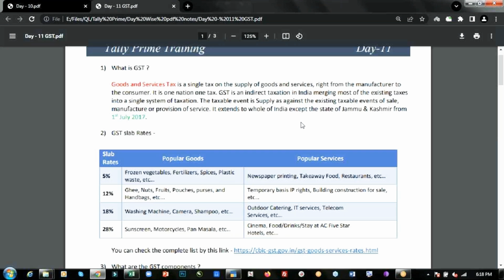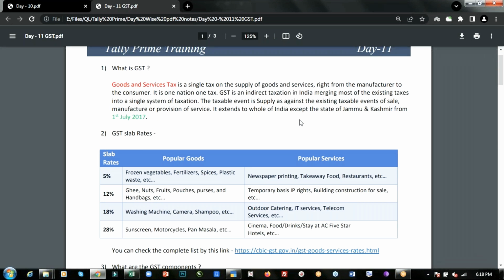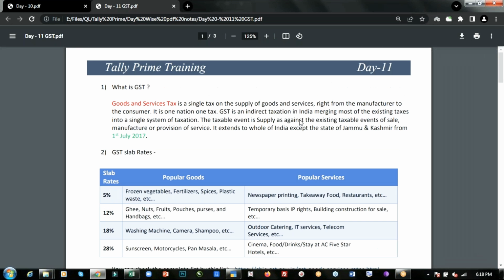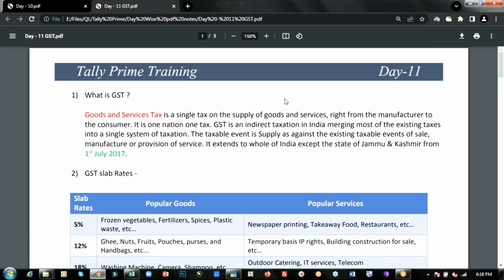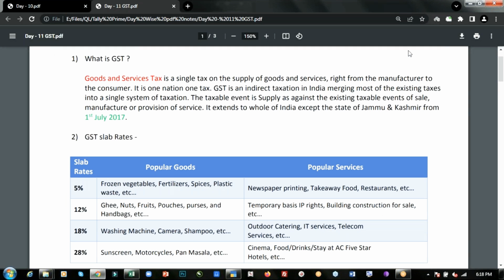Now let's see the next. The next is GST. We are going to start with GST in Tally software. Before that, we have to discuss some theory points. So let's get started. The first point here is, what is GST?